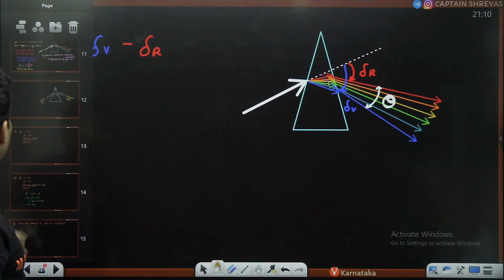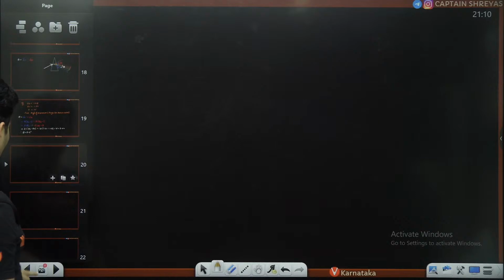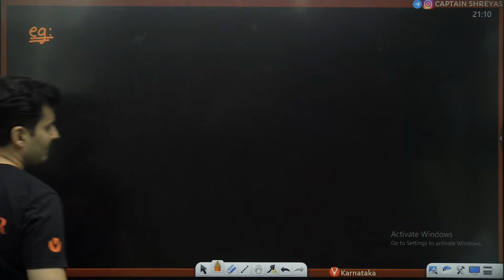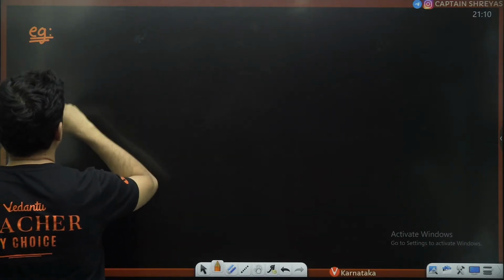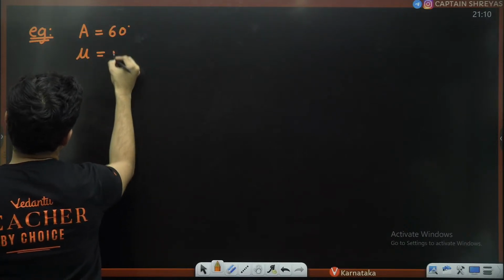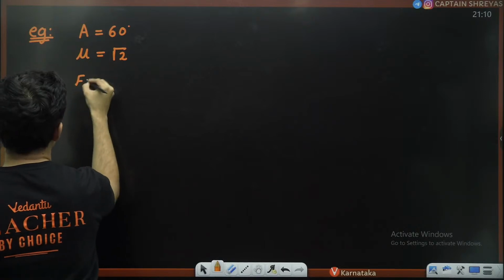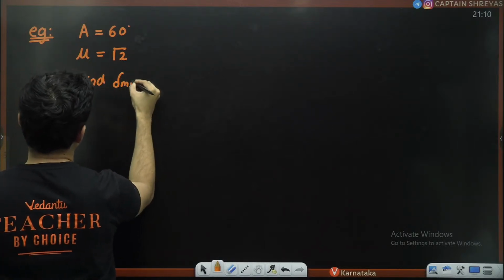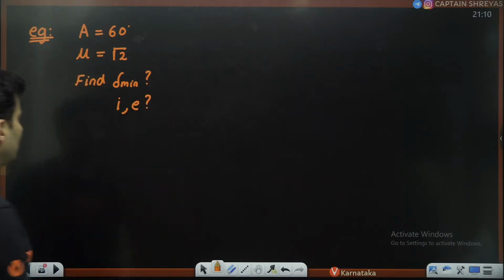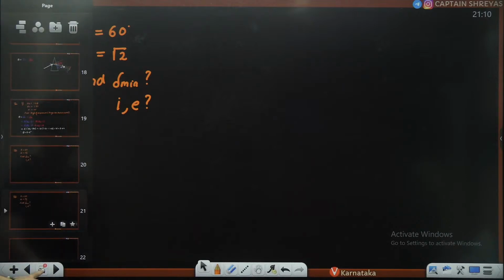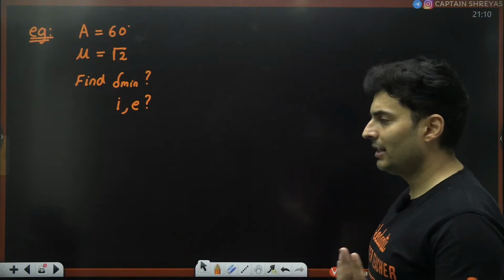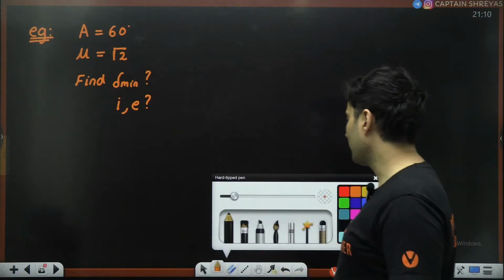Let's go to one of the last questions coming up on your screen. Okay, and here it is. Imagine there is a question like this, and it says the angle of prism is 60 degrees. Refractive index is √2. Find delta minimum, angle of incidence, and the angle of emergence. So refractive index and angle of prism are given, and you have to find incident angle, emergent angle, and deviation angle.